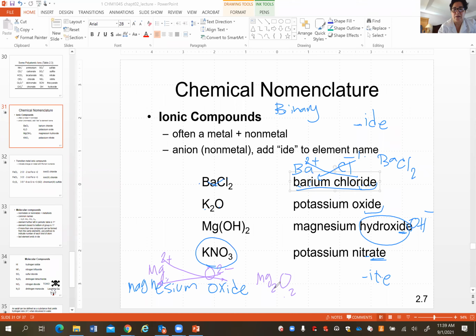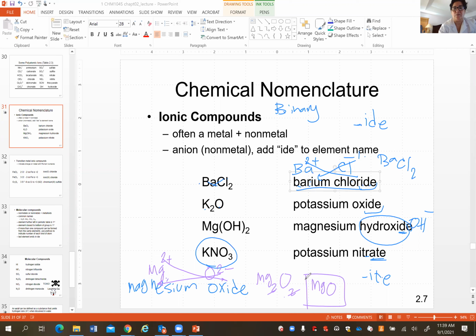So for this one, 2 and 2, we are going to simplify to MgO. Is MgO the proper formula for magnesium oxide? Yes, Mg has a 2+ charge and it is going to be canceled with the 2- charge from the oxygen. So we have MgO.